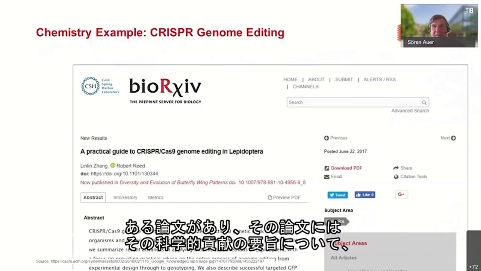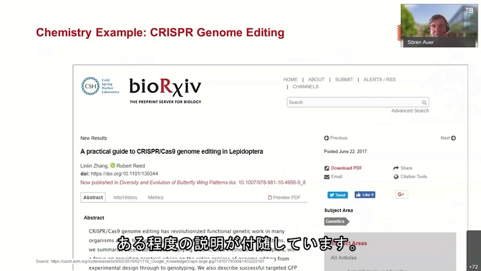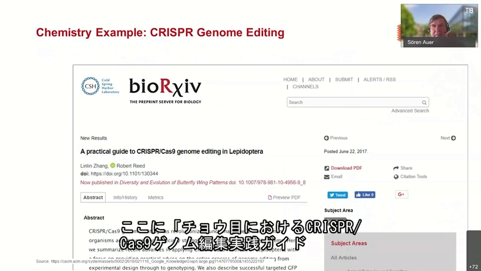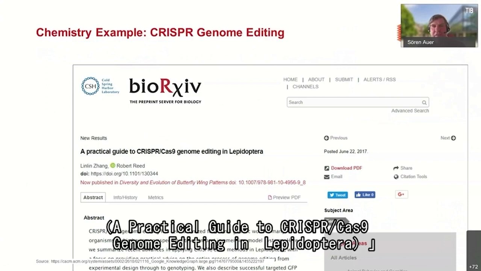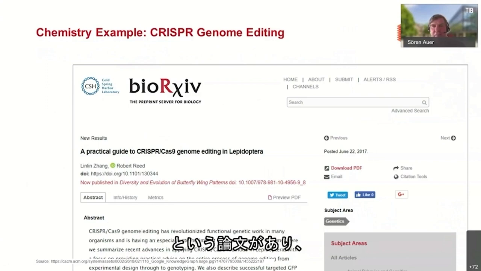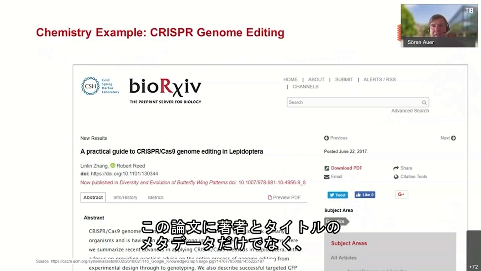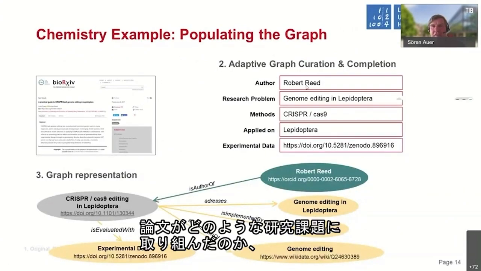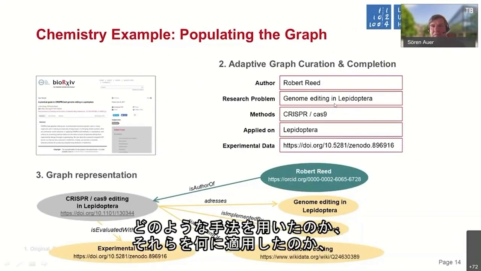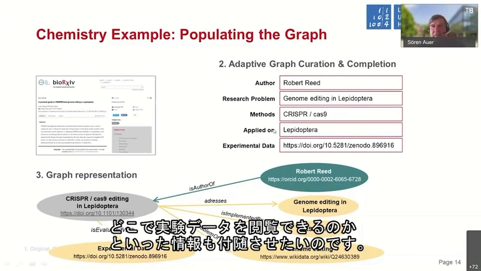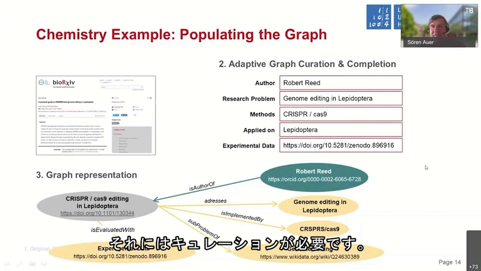Our idea is that when we have a paper, the paper is accompanied with some descriptions of the gist of the scientific contributions of the paper. So here we have a paper, a practical guide to CRISPR-Cas9 genome editing in Lepidoptera. And we would like to accompany this paper not only with metadata about the authors and the title, but also with information on what research problem is addressed by this paper, what methods are used, what they are applied on, where can I find experimental data, and that requires curation.